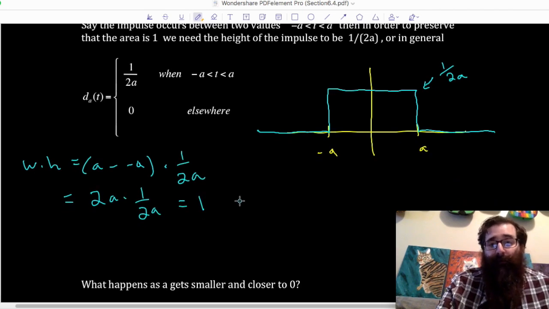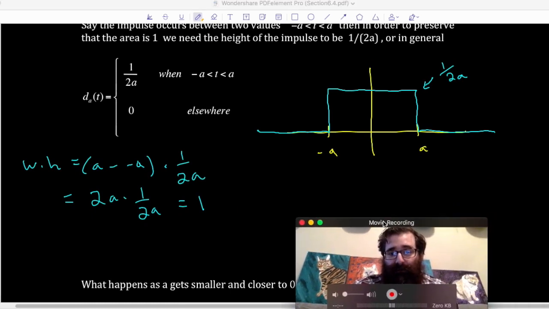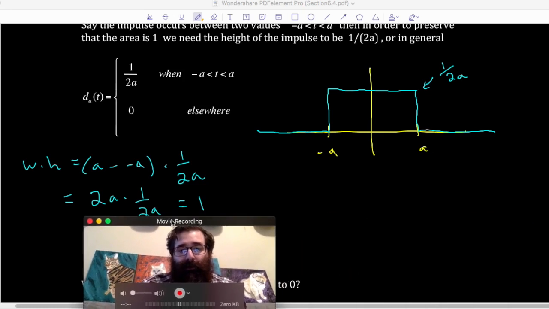We can also think about this using some calculus. I'm just going to, whoa, where am I going? You can never catch me.